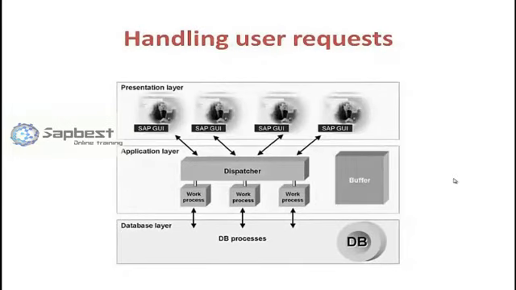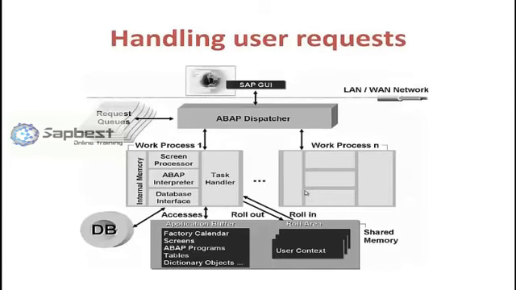So whenever a user requests information, that information is waiting in the dispatcher. If the dispatcher is available, the dispatcher will hold the information until a dialog work process is available. When the dialog work process is available, the information will go from the dispatcher to the dialog work process, and through the database process it will access the database, and the information comes back to the dialog work process memory, and the processing is done, and then the information goes back to the dispatcher and then the user. So the work process has different areas to do this.